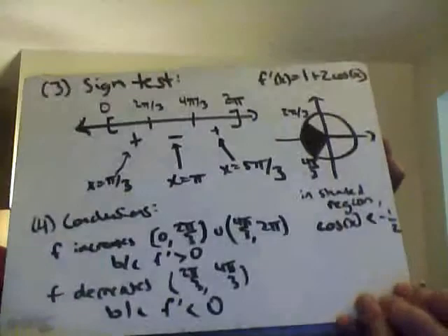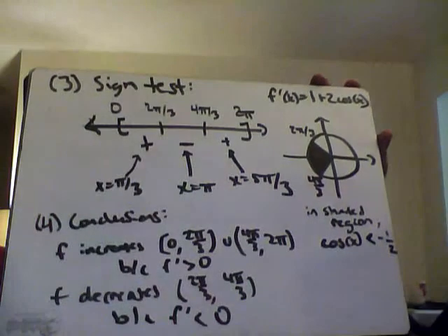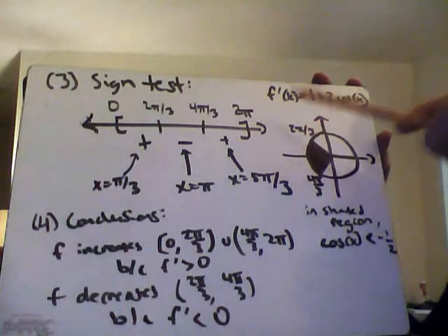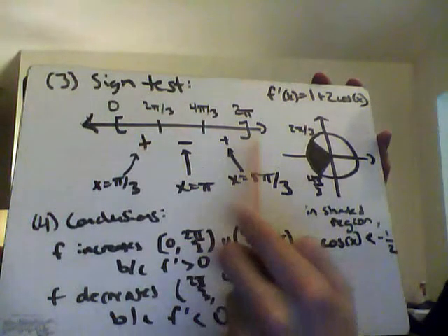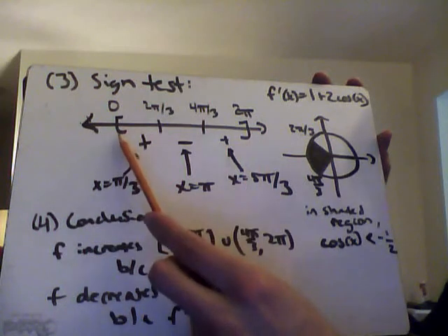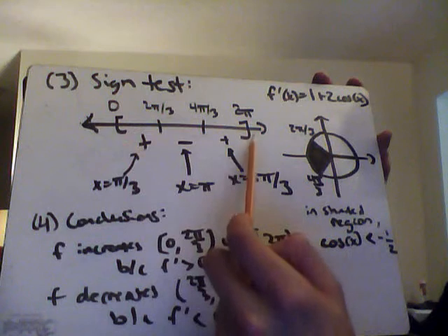We're going to go ahead and put those on a sign test. We've got 0, 2 pi over 3, 4 pi over 3, and 2 pi. I put the 0 and 2 pi on the sign test because I want to make sure that I remember that I'm only considering a short interval of this function, the interval between 0 and 2 pi.